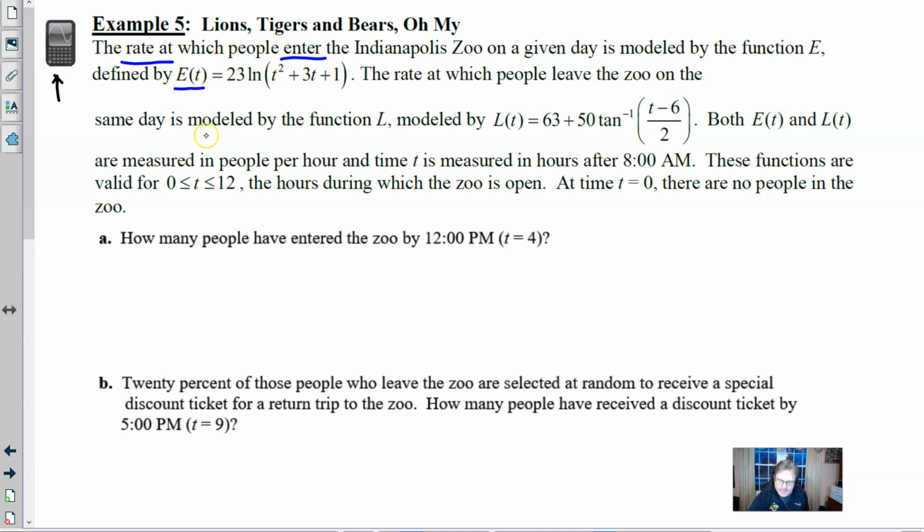It doesn't look like a rate in that it doesn't have a derivative attached to it, but we want to interpret it as such. And so if we have a rate and we want to get a total amount, we have learned that we just need to integrate that rate. We integrate starting at the very opening moment of the zoo at time 0, that would be 8 a.m., and we would end at 12 p.m., that's noon, or time 4.